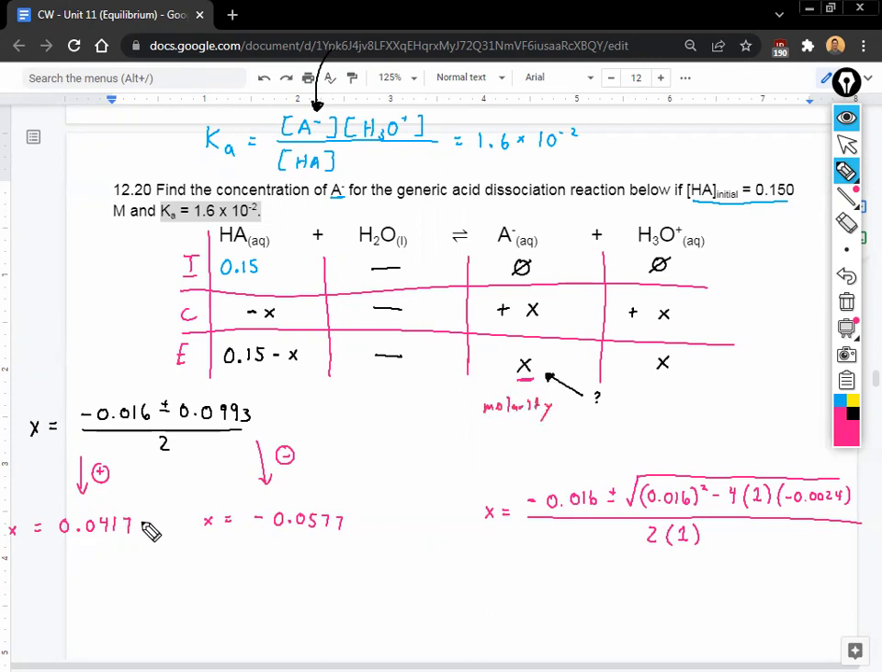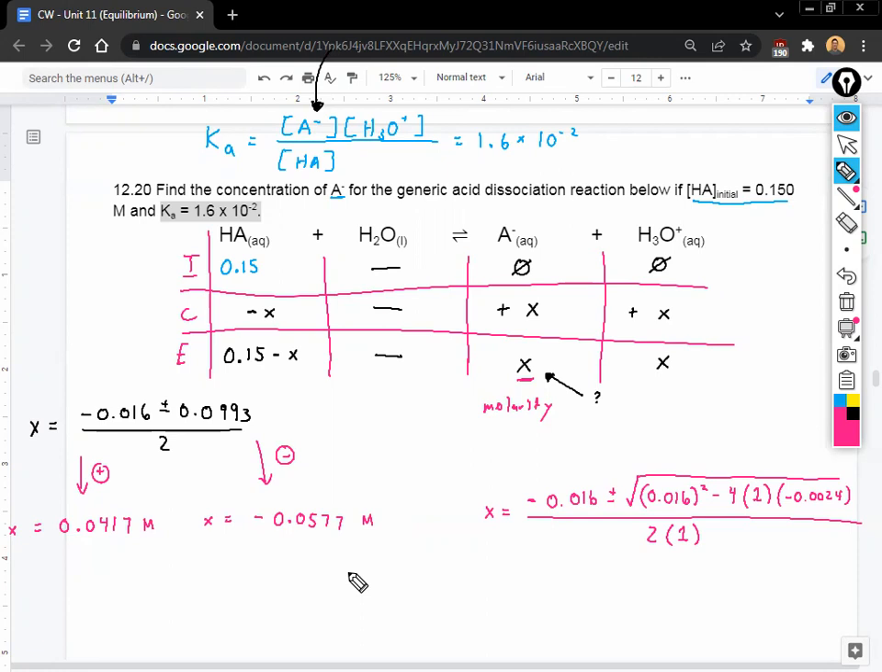Okay, so our numbers are basically telling us it's going to be either 0.0417 molarity or negative 0.0577 molarity. Okay, let's just think about this. Can we have a negative molarity? No, right? You can't have a negative concentration. You can't have negative mass, right?